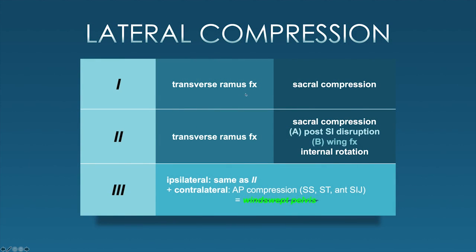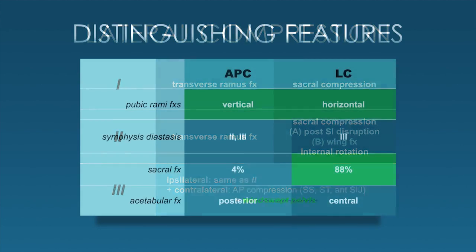So in review of that, transverse pubic rami fractures are seen in all of these. We have sacral compression posteriorly, and we start disrupting either the ligaments with the type A in the LC2 fracture or the iliac wing fracture with the type 2B, and we have internal rotation. When we move across to the contralateral side and create an anterior-posterior compression, we've got an LC or lateral compression type 3 injury. This is our windswept pelvis.